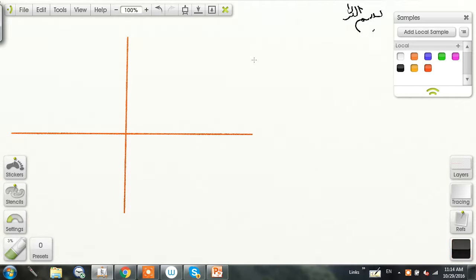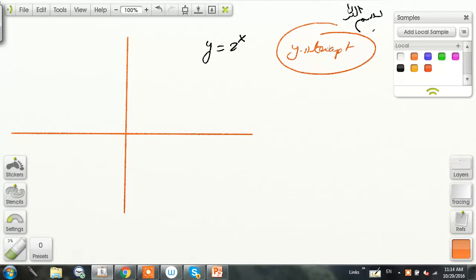So the graph of y equals 2 to the x, okay? Now first, what's the y-intercept for this thing? What's the y-intercept? Very good. It's 1, right? See, y-intercept, you have to understand the concept.